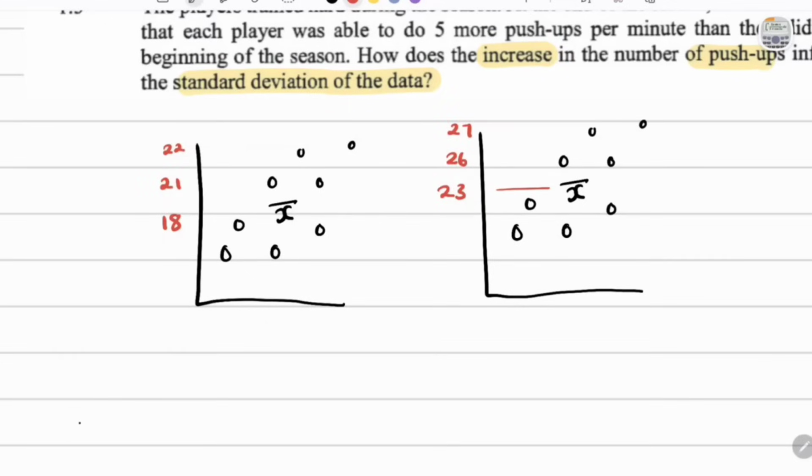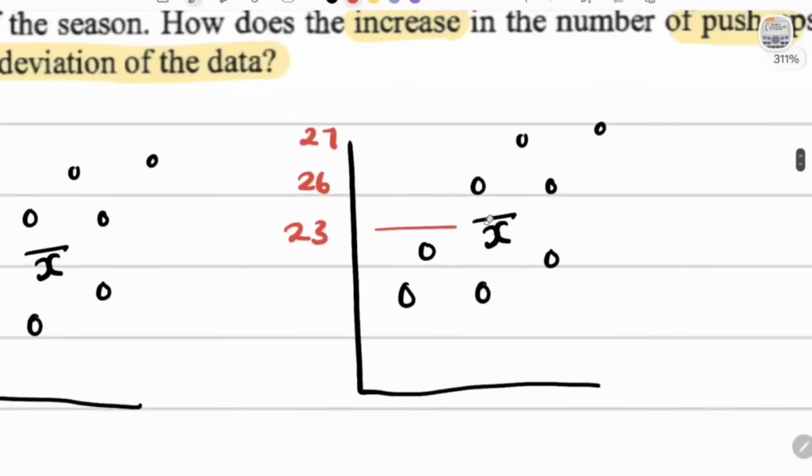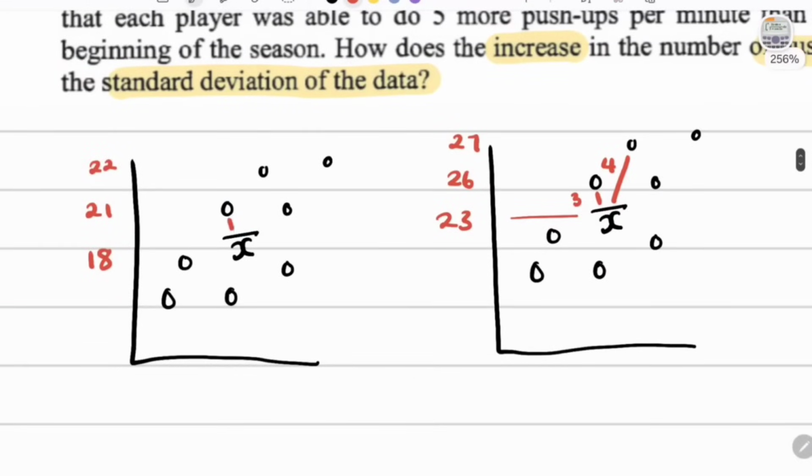Now look at what happens here. If you look at the mean and how far the mean is from these data points, look at that, 23 and 26. How far is that? It's 3 units apart. And what about the 27? 27 push-ups and 23 push-ups. How far is that? It's still 4 units away. Exactly the same as it was here. This was 3 units away. That was 4 units away, and so on.